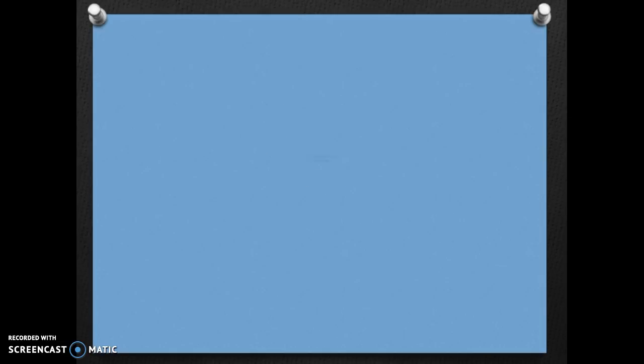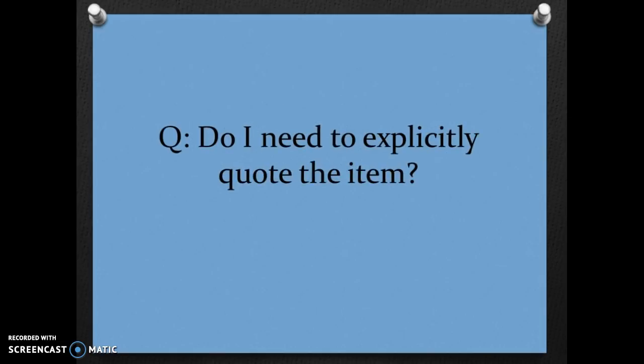Okay. Next one, do I need to explicitly quote the item? I think it's good practice if you do. It avoids any clarification, but the examiner should be able to see what is in the item and see that you have used it, but it is good practice to say, according to the item, here it is. Bit of signposting will not hinder your answer. It will just make it really obvious to the examiner.